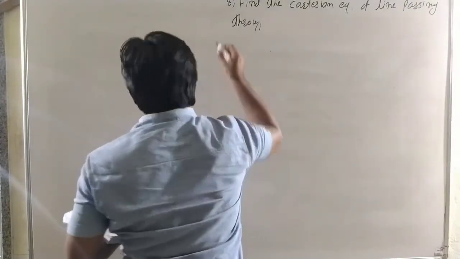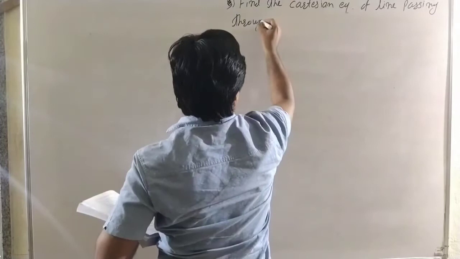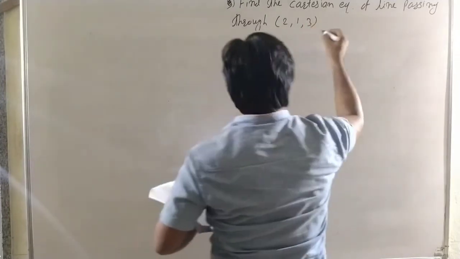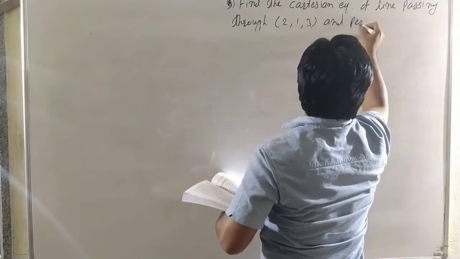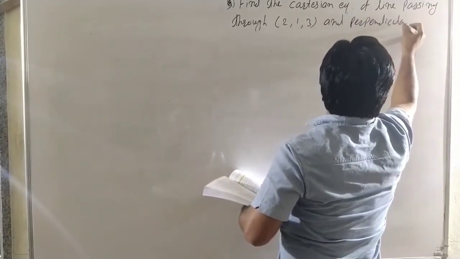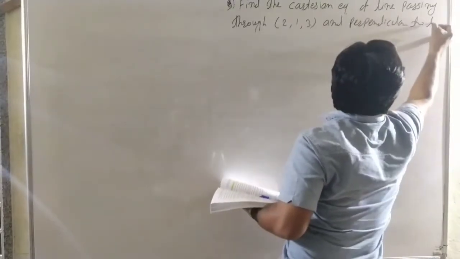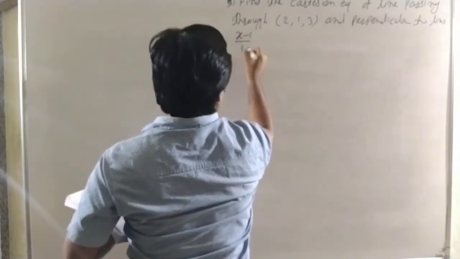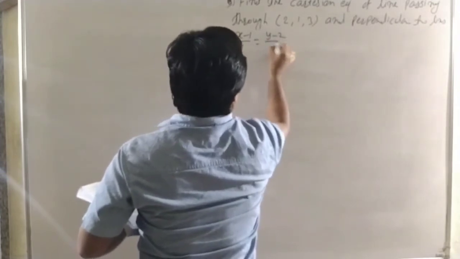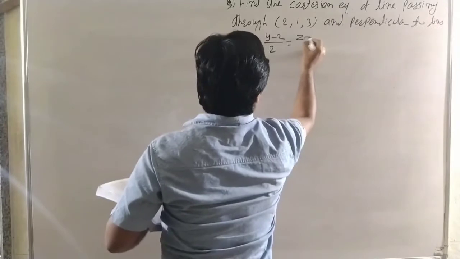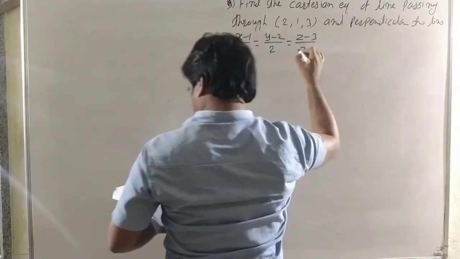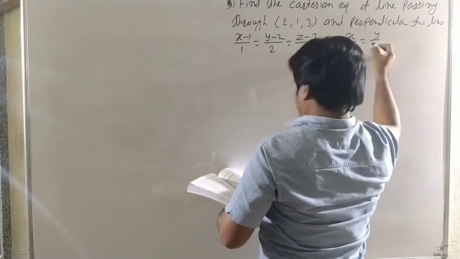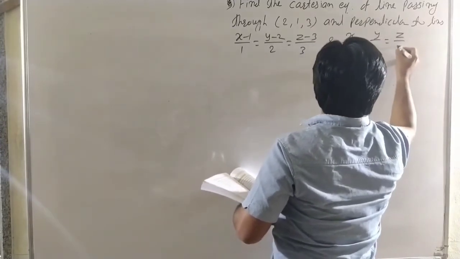Next, again find the Cartesian equation. It is the 9th example. Find the Cartesian equation of the line passing through (2, 1, 3) and perpendicular to the lines x minus 1 upon 1 is equal to y minus 2 upon 2 is equal to z minus 3 upon 3, and x upon minus 3, y upon 2 and z upon 5.